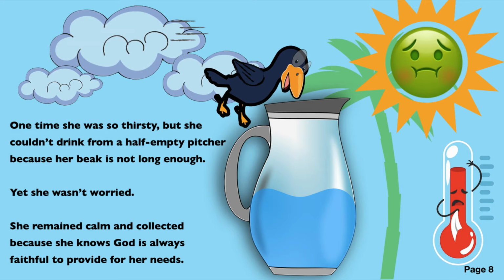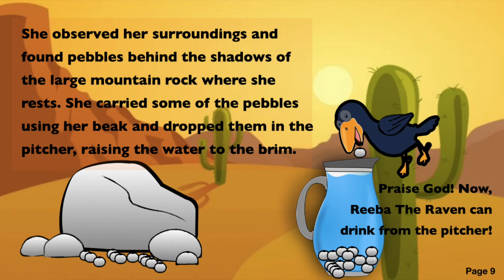She remained calm and collected because she knows God is always faithful to provide for her needs. She observed her surroundings and found pebbles behind the shadows of the large mountain rock where she rests. She carried some of the pebbles using her beak and dropped them in the pitcher, raising the water to the brim. Praise God! Now Reba the raven can drink from the pitcher.